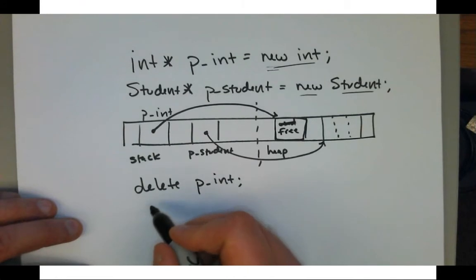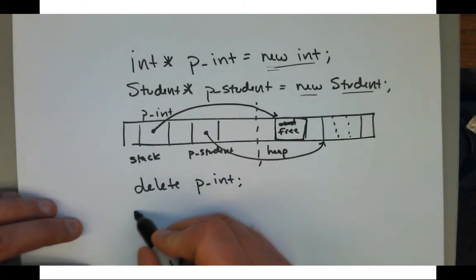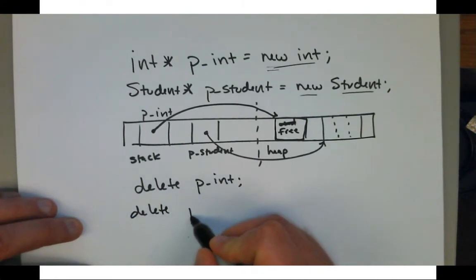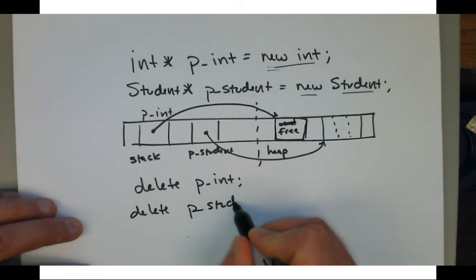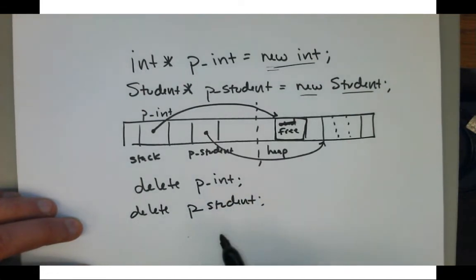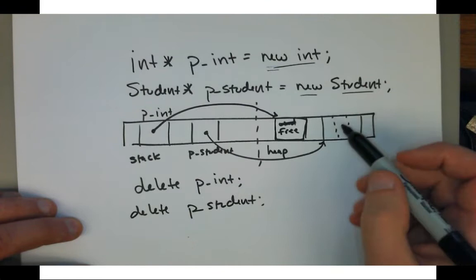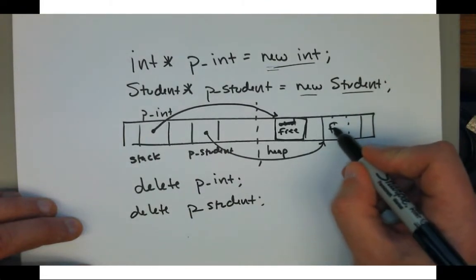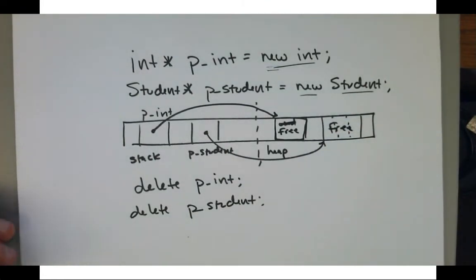Similarly, if we wanted to get rid of the student, we could say delete pStudent, and this means go to what pStudent points to and mark this as being free. Okay, so that memory could be used for other parts of the program.